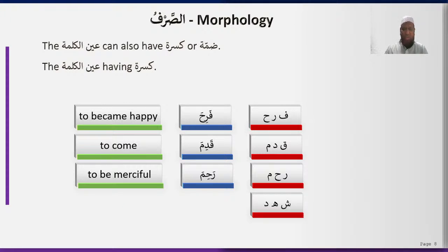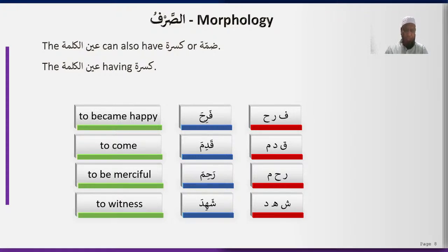Next, shin, ha, dal, shahida. Shahida means to witness. So how did we put kasra on the aynul kalima? Well, we didn't. These verbs fall in the group of aynul kalima kasra. So fariha, to become happy. Qadima, to come. Rahima, to be merciful. Shahida, to witness.